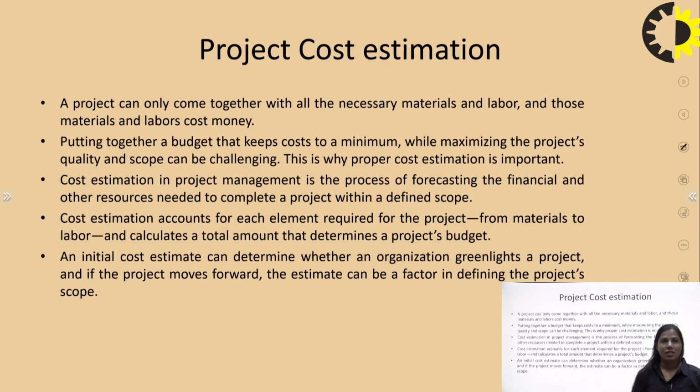First of all, a project requires various materials, various labor, and various labor costs. For that also we require cost estimation. So putting all that together, we have to maintain a budget to keep the cost very minimum, while we should maintain the quality also. We should define the scope also. This is how we have to maintain the project cost.